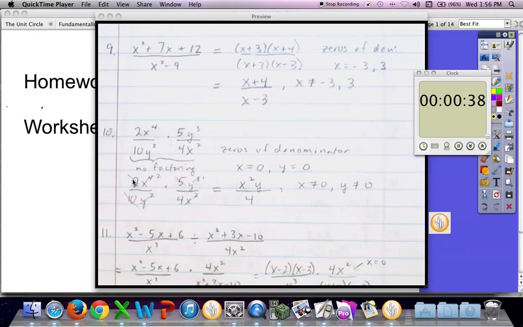Right? 2, I did like this. 2 times 5 cancels a 10. Y squared, y to the third, so 2 of those cancel 2 of those. It only leaves y to the first. Right, you have x to the fourth over x squared, so 2 of those cancel 2 of those, it leaves x squared. And what's left is x squared times y to the first over 4. And the restrictions then, x does not equal 0, y does not equal 0.